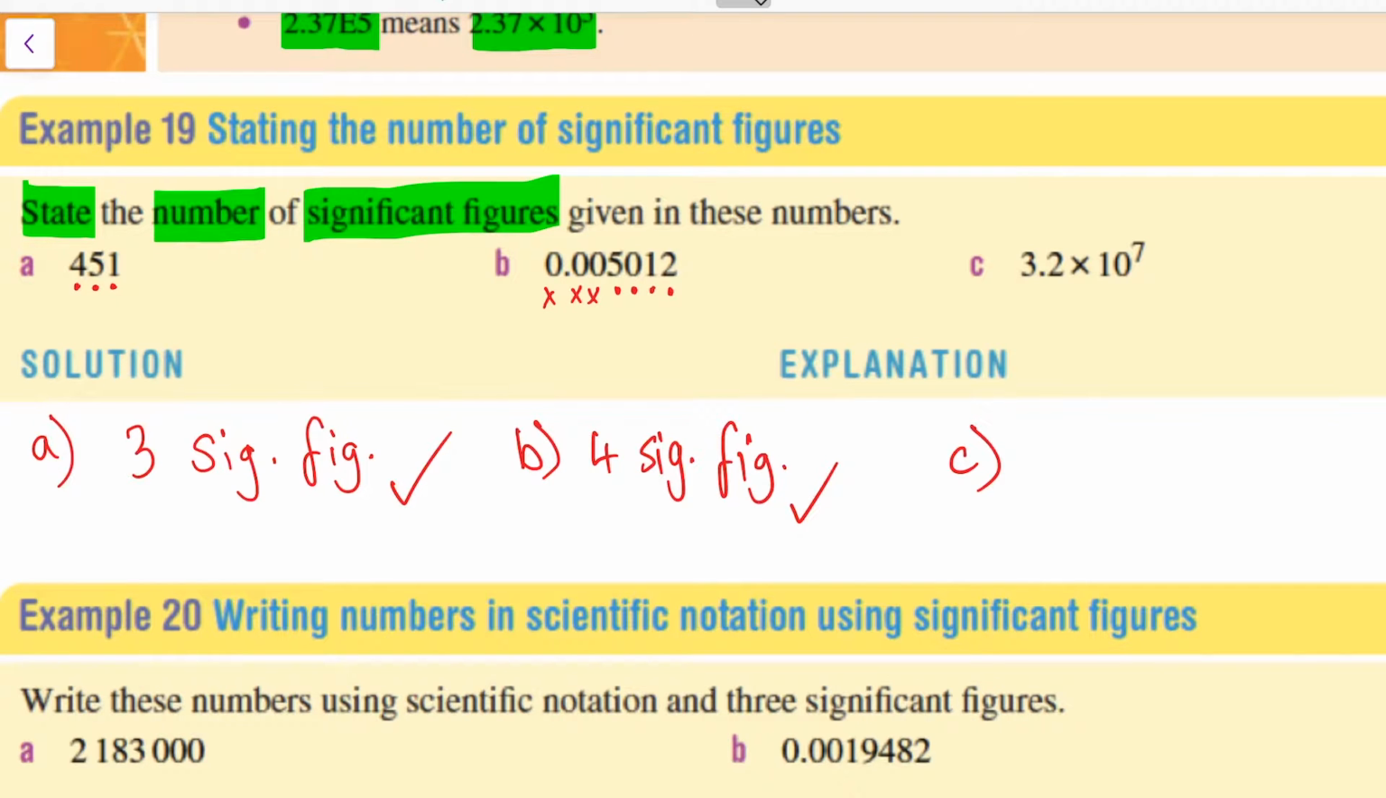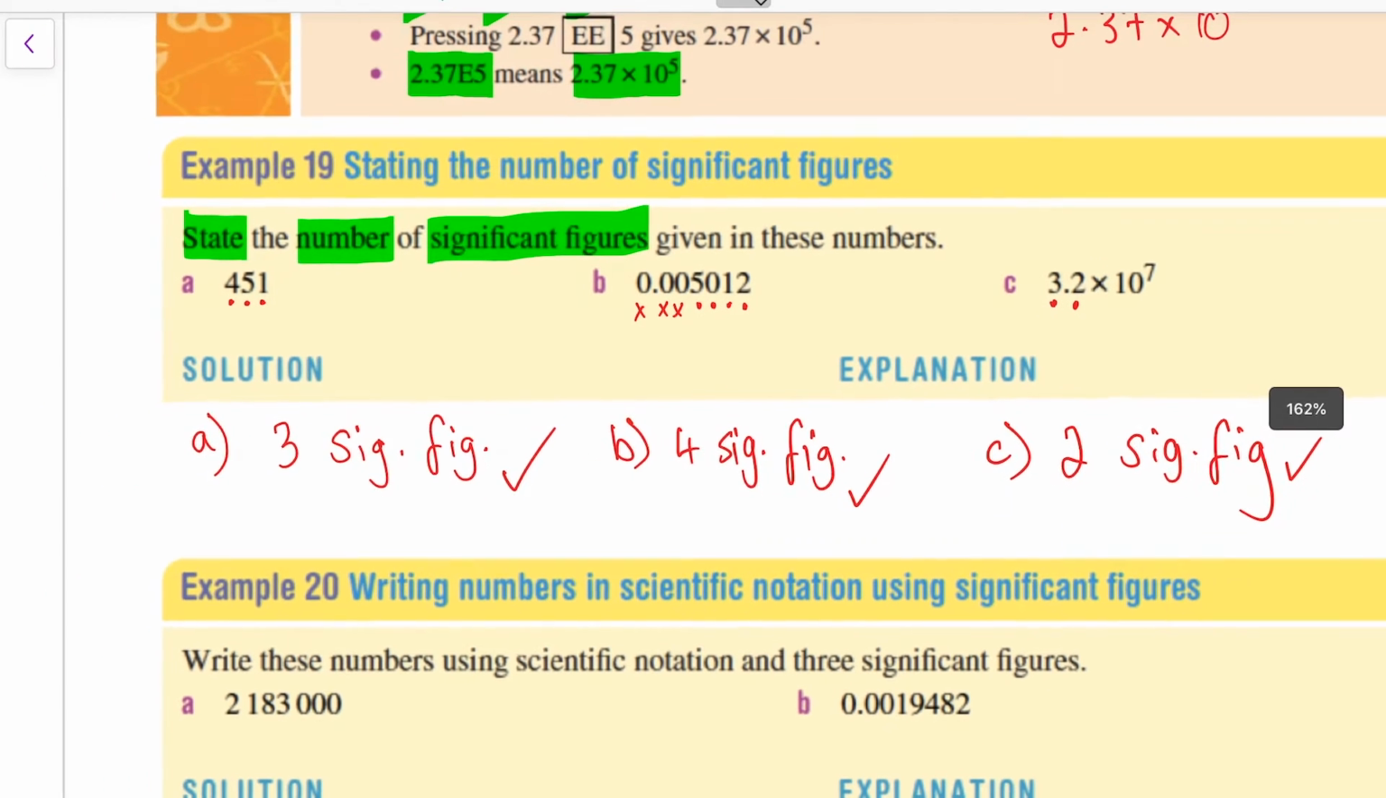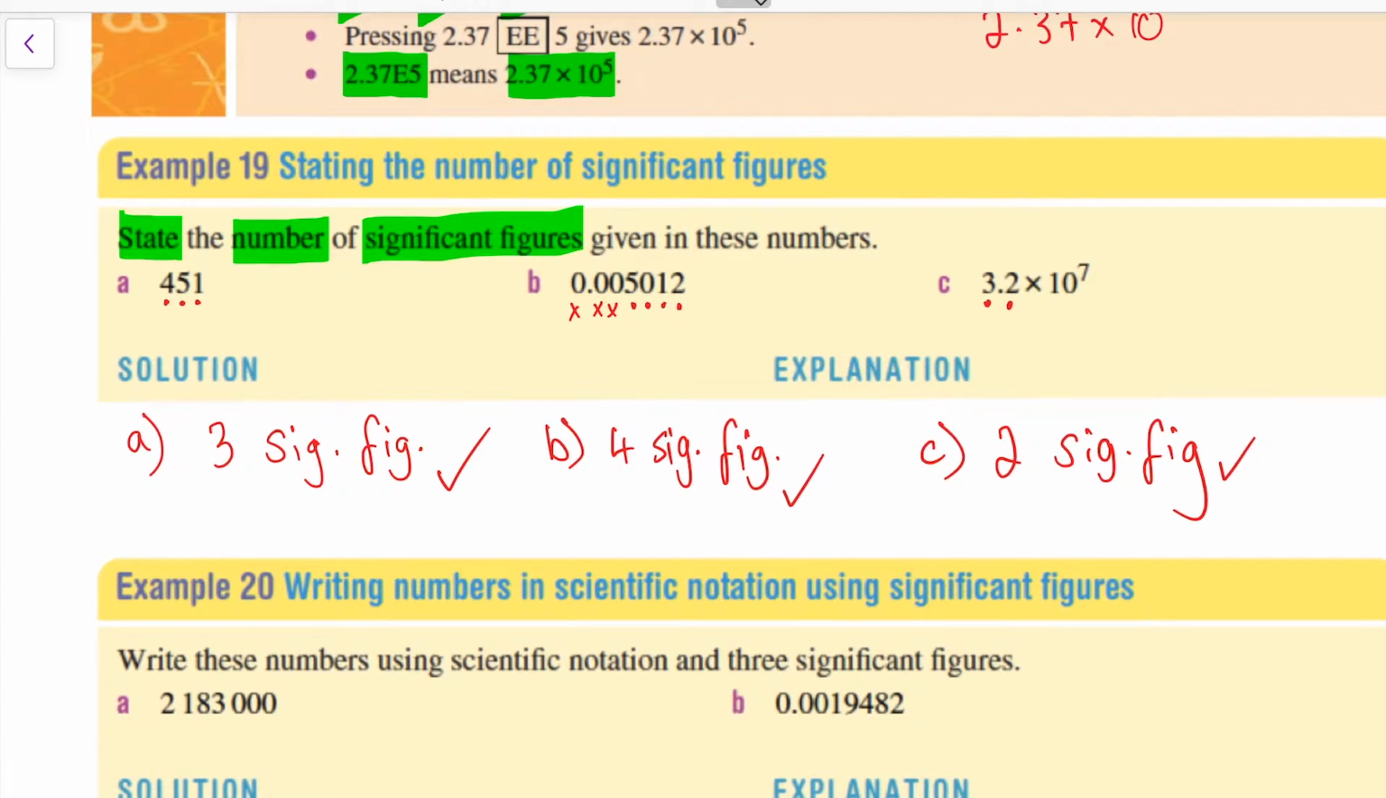Last but not least, C. When your question is already in scientific notation, the significant figures are just these 2 numbers that are left there with you. So there are 2 significant figures in C.